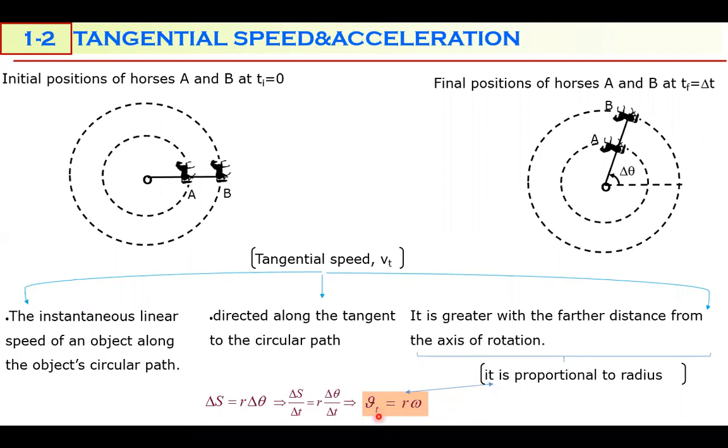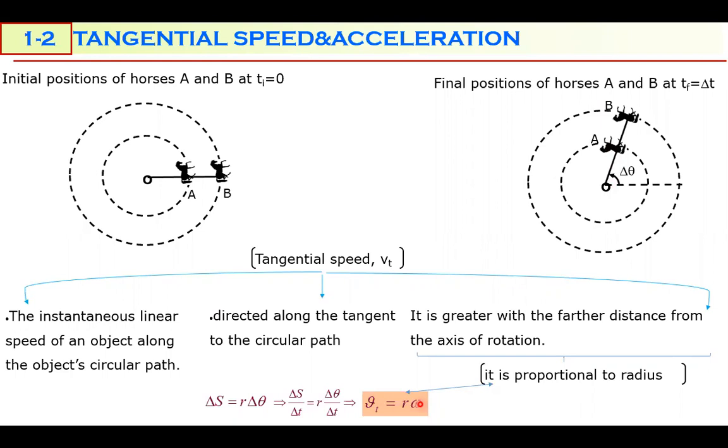Yes, because for a rigid object, omega is constant. You see that R and VT are directly proportional. Greater R, greater Vt; longer r, greater Vt; shorter r, smaller Vt. This is what we can say for a rigid object. We never think about the relation between r and omega.